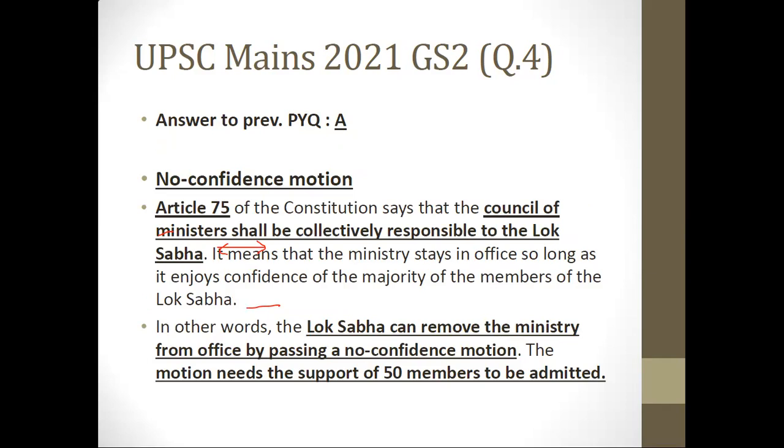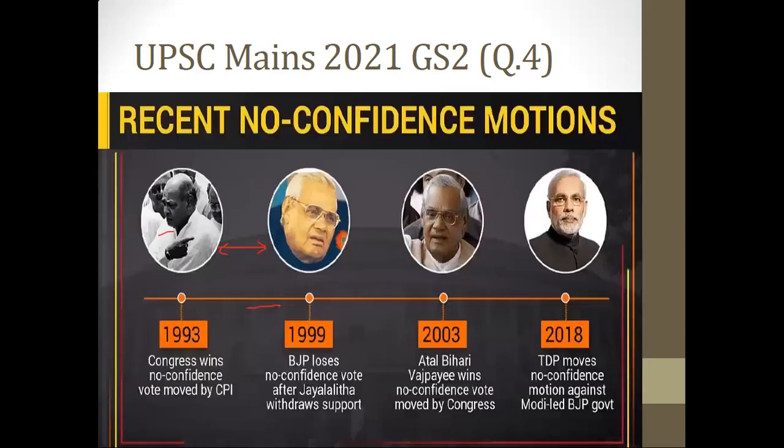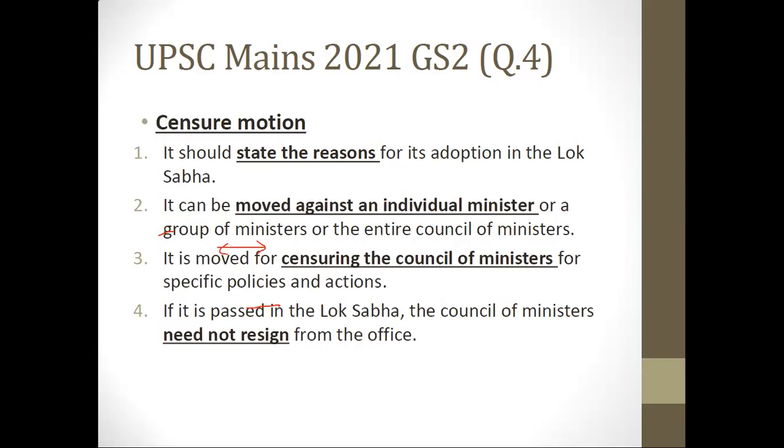And if Parliament is able to pass a no confidence motion, then the ministers have to resign. Censure motion can be passed against an individual minister, and even if it is passed, the Council of Ministers does not resign. So these are some points. These are recent no confidence motions. You can write these points. You don't need to explain it. I'm just giving you some points. I'm just showing you how many questions have been asked by UPSC earlier on these points.